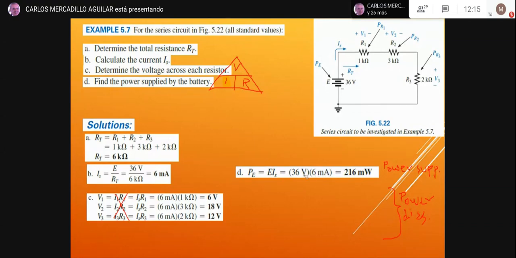If we apply this directly, we obtain the power in milliwatts, because we are using milliamperes. Oh, actually it is 6 times 10 to the minus 3, and we obtain 0.216. That would also be milliwatts.